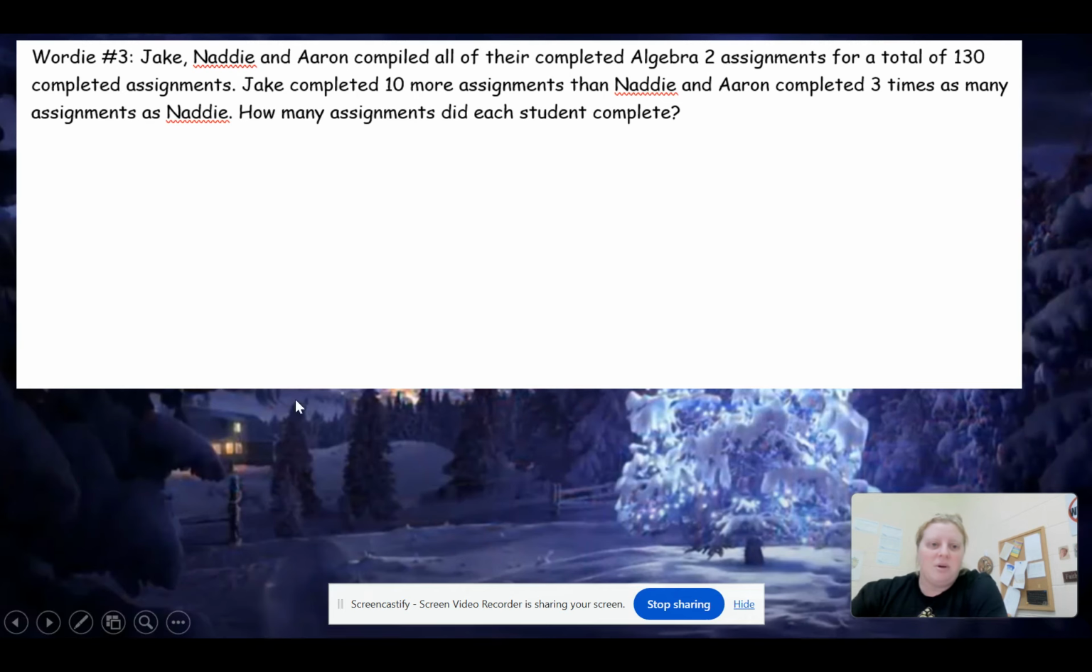All right, so we have a problem where these 3 boys, Jake, Natty, and Aaron, compiled all of their Algebra 2 homeworks for a total of 130 assignments.